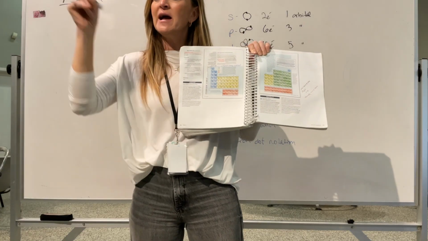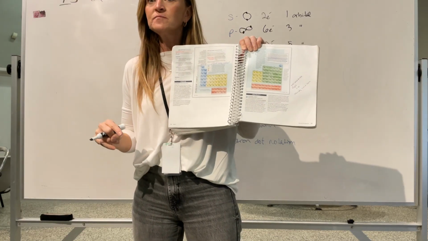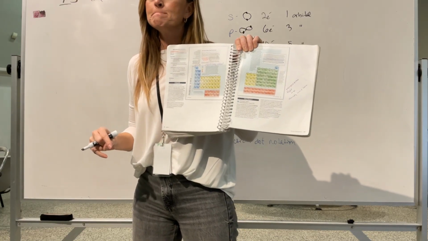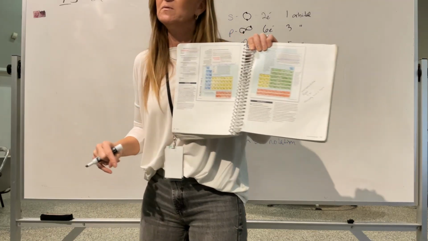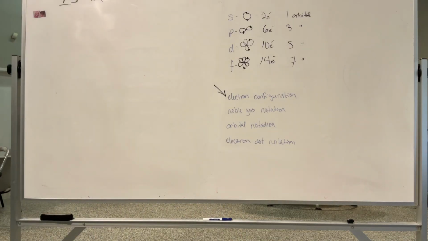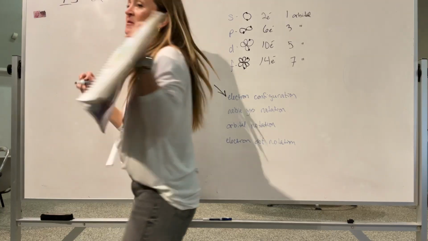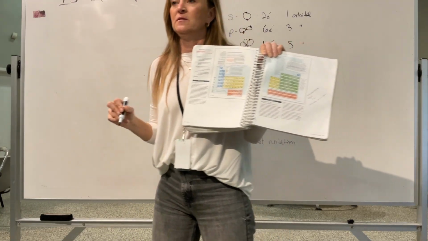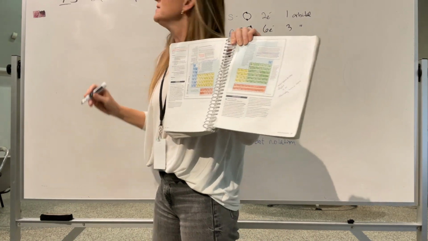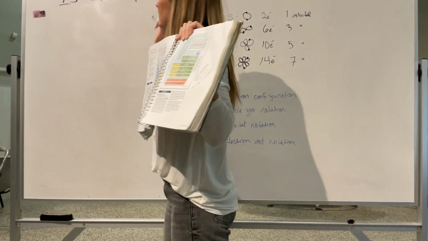If you go down the diagonals, what's next? 2p. I think it's 2p. Yeah. So if you go down, what page is that on? 108, next page. Okay, so make sure you guys are following that. 2p. How many electrons fit into p? 6.